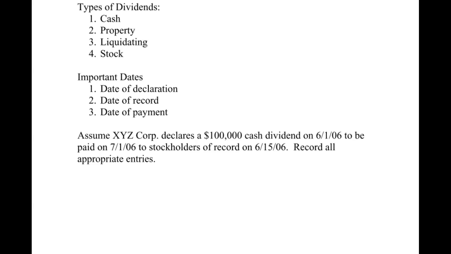In this video we're going to walk through different types of dividends. If you see up here at the top of the page, we've got 4 different types listed: cash, property, liquidating, and stock. The most common is obviously a cash dividend. That's what most companies pay, but there are a few exceptions that we'll go through as well.